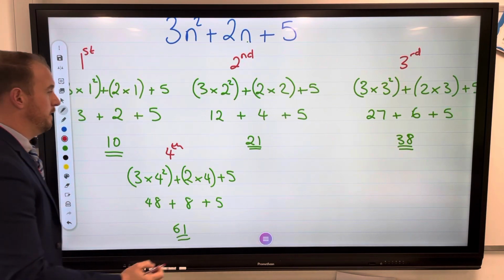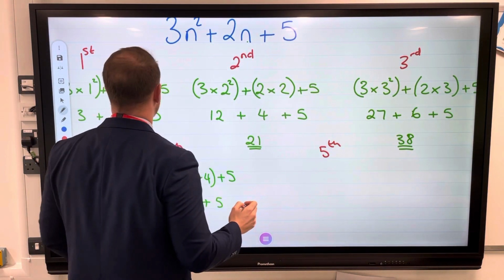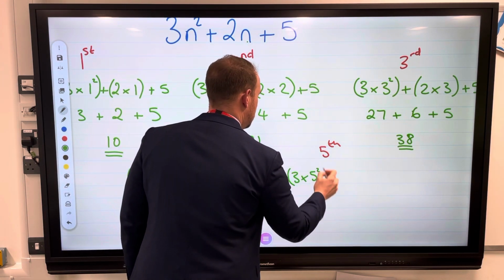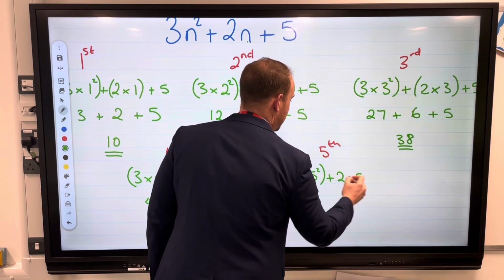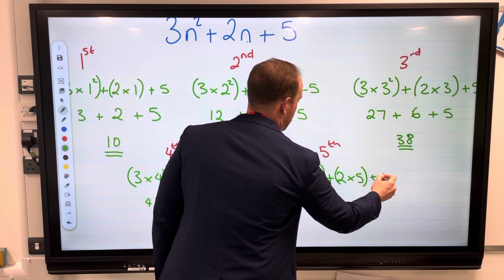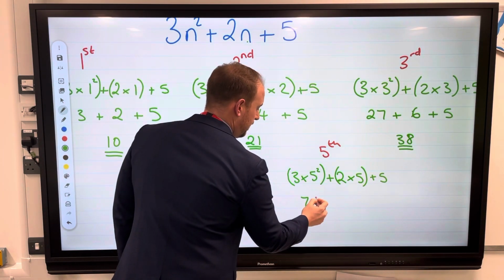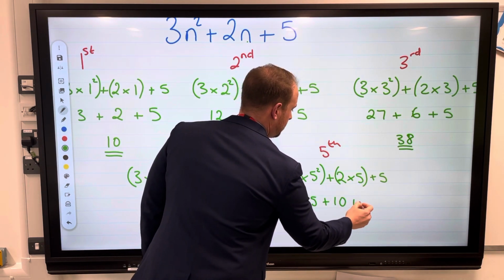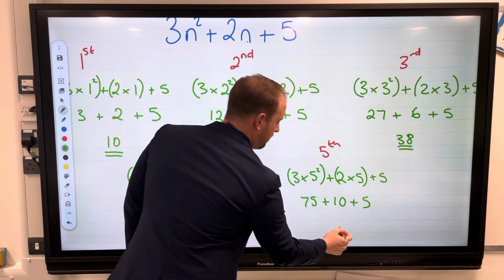And then the last one then, fifth term. Got 3 lots of 5 squared plus 2 times 5 plus 5. Well, 5 squared is 25. 3 25s are 75. 2 times 5 is 10. And then add the 5. 75, 85, 90.